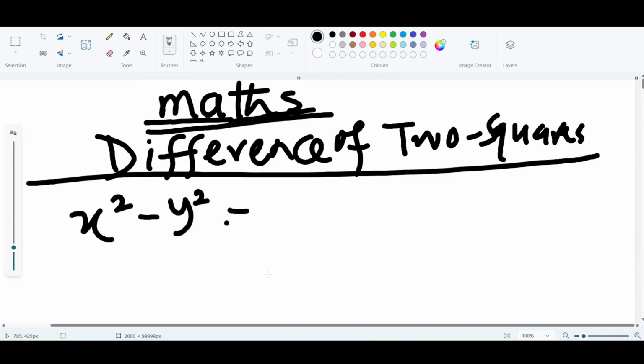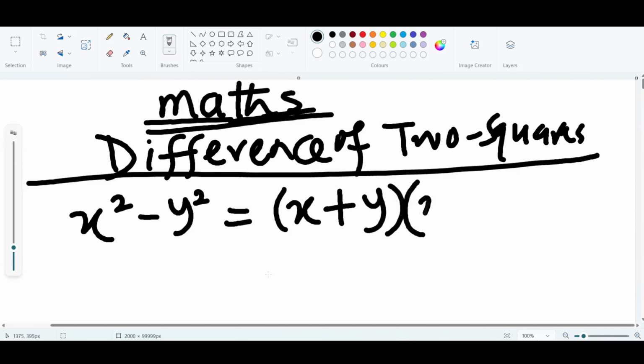The answer to this is going to be (x plus y) into bracket (x minus y). That is, anytime we have a difference of two squares, this is going to be the result. And by the way, if we expand this, we are still going to come back to this. Let's try to expand this and we'll see what the answer will be.